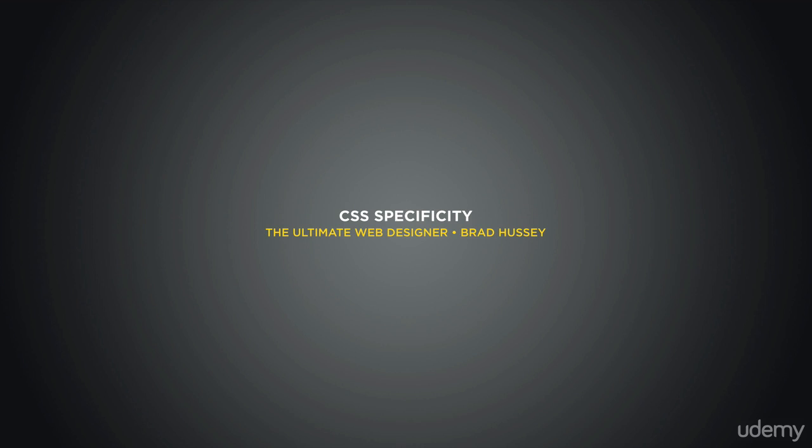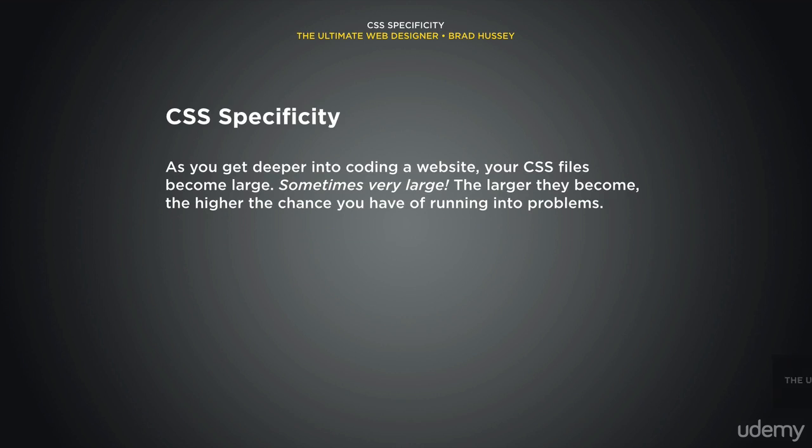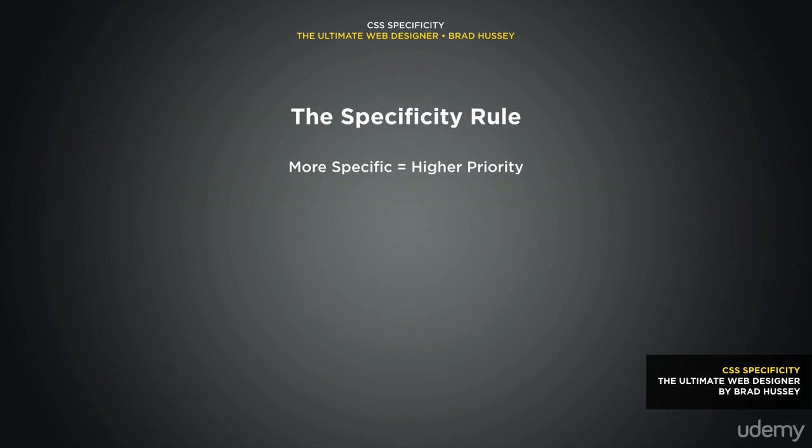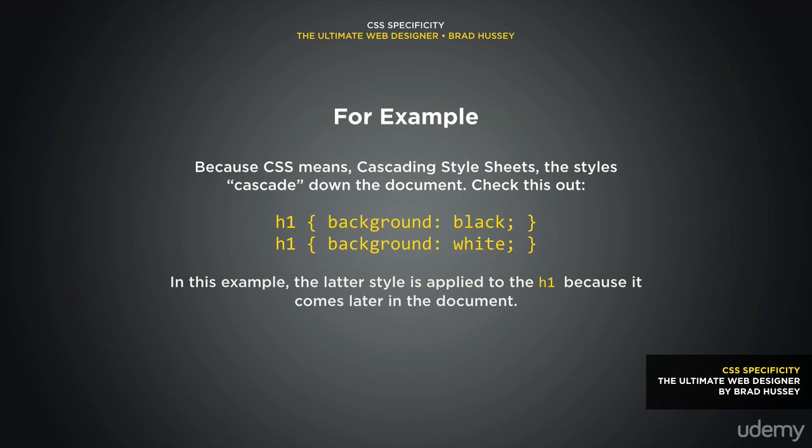In CSS, there's something called specificity. As you get deeper into coding a website, your CSS files become large, sometimes very large. The larger they become, the higher the chance you have of running into problems. So there's something that I like to call the specificity rule: the more specific, higher priority. Now let's jump into what that means.